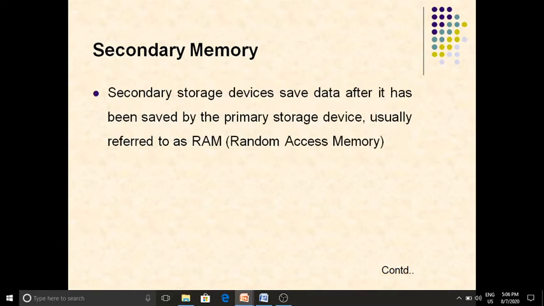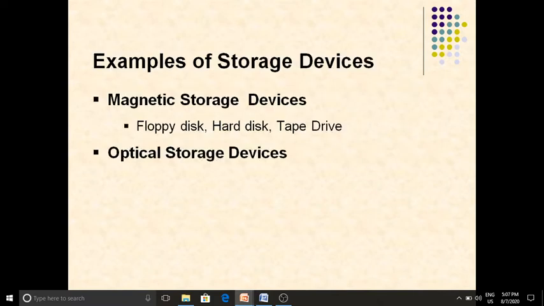Secondary storage devices save data after it has been saved by the primary storage device, usually referred to as RAM, random access memory. Whatever you have in RAM will again be taken into secondary storage devices. Examples are magnetic storage devices, such as floppy disk, hard disk, tape drive, and optical storage devices, such as CD, DVD.